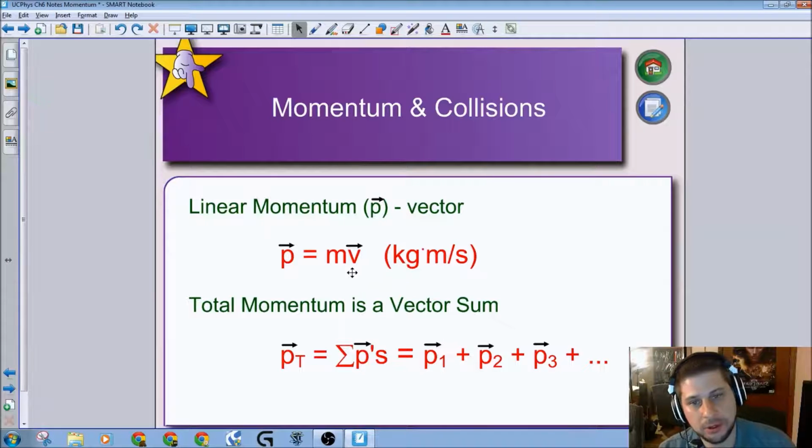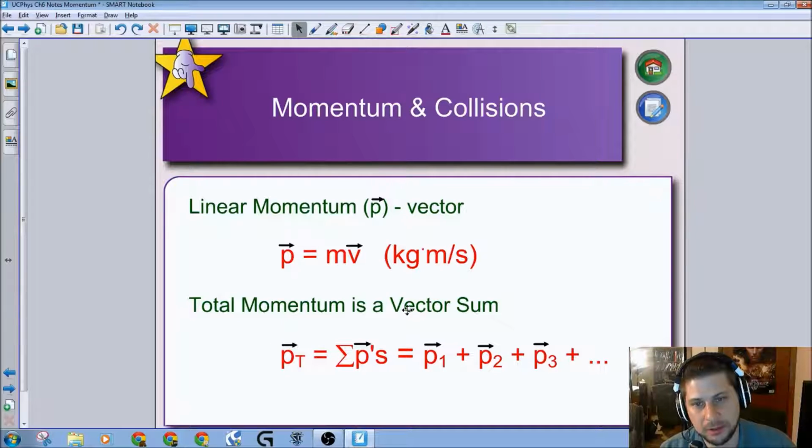Now, what are the units on momentum? Well, mass is measured in kilograms, and velocity is measured in meters per second, so kilograms times meters per second. So we would just say kilogram meter per second.